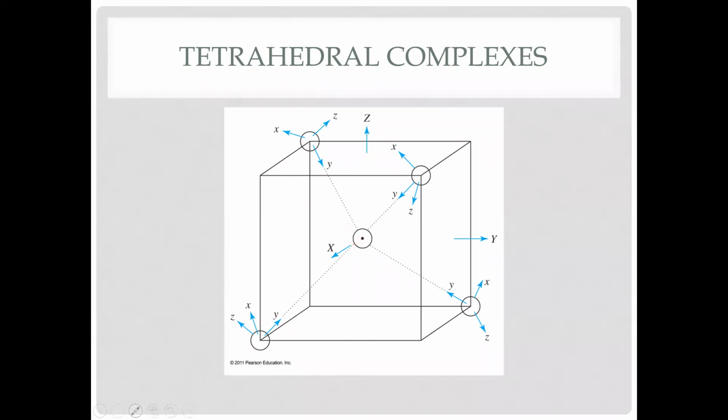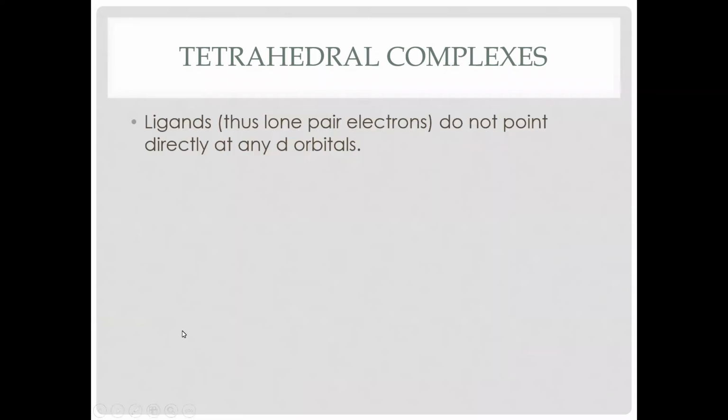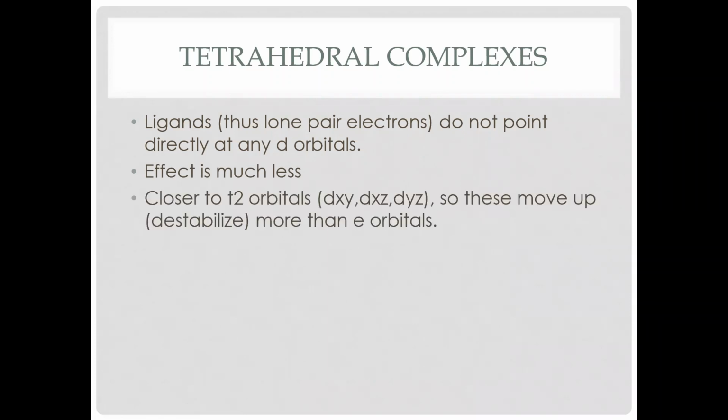Okay, so let's take a look at what that means for our orbital picture. The ligands are not pointing directly at any d orbitals, so the effect on the orbitals is less. That means that from the barycenter, they move less. So that's less splitting. And the ligands are closer to the t2 orbitals, so the t2 orbitals are going to move up or destabilize more than the e orbitals.